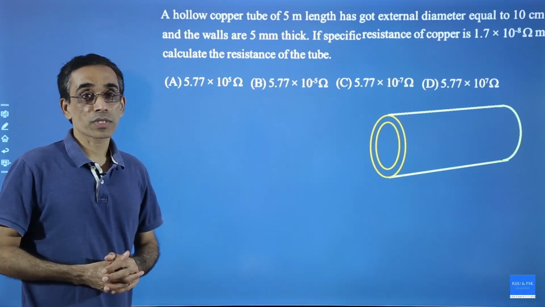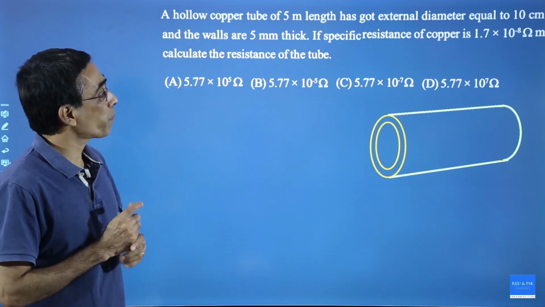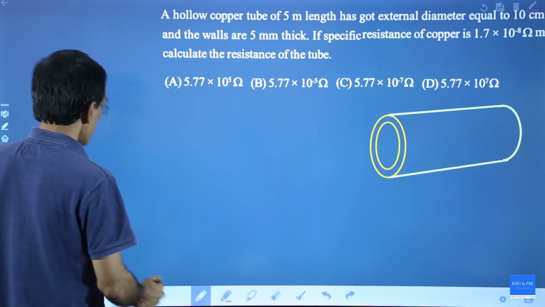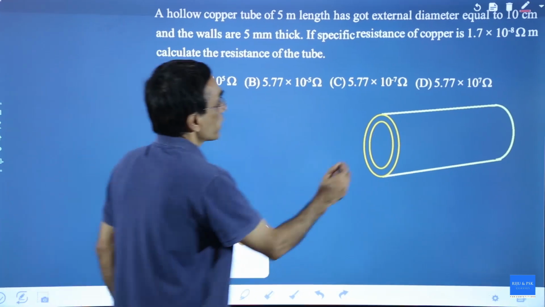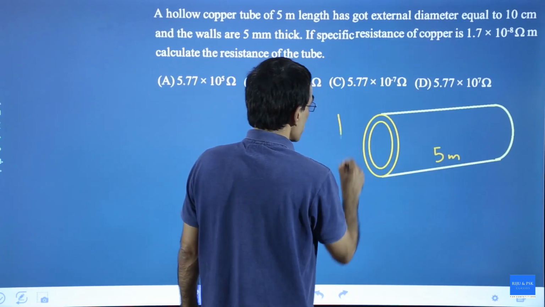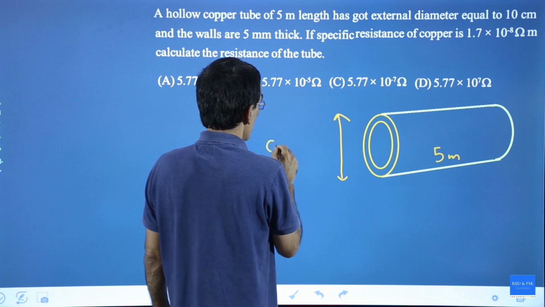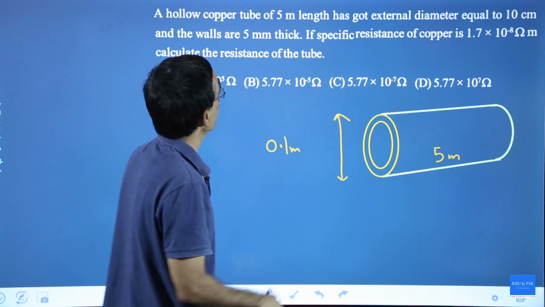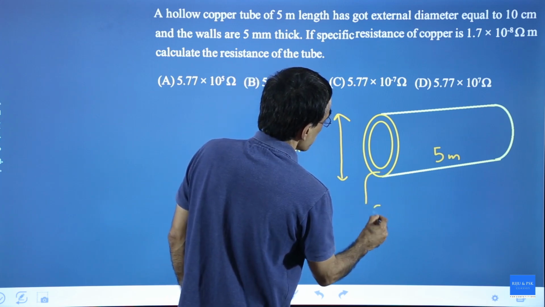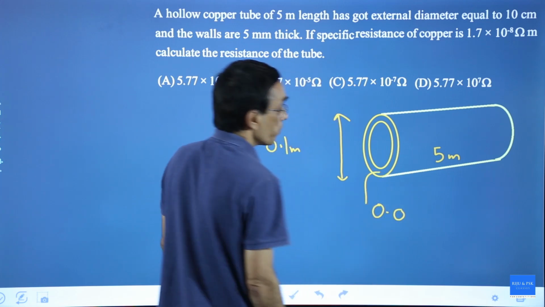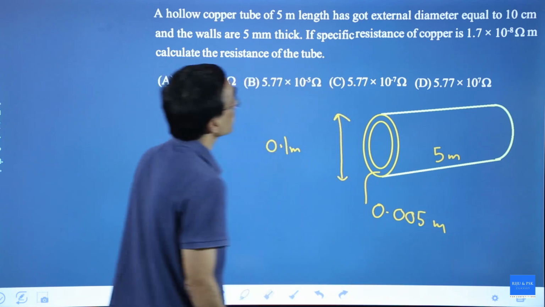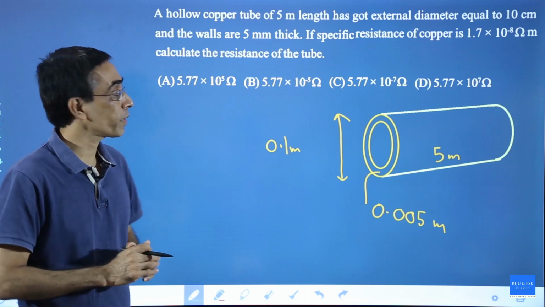Now this question, hollow copper tube, there is a diagram. Its length is given as 5 meter. Its diameter specifications are given. External diameter is given as 0.1 meter. And the walls are 5 millimeter thick. This wall is 5 millimeter, means 5 by 100, 0.05 meter thick.